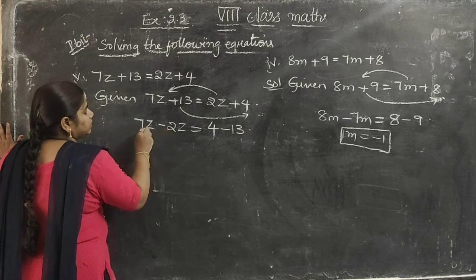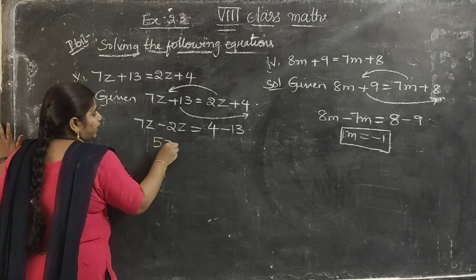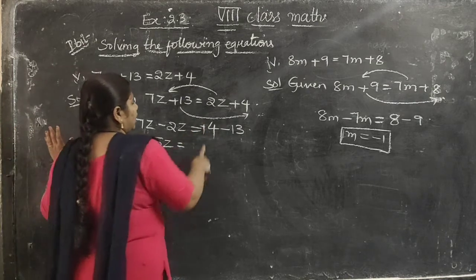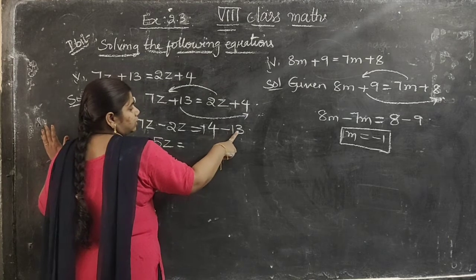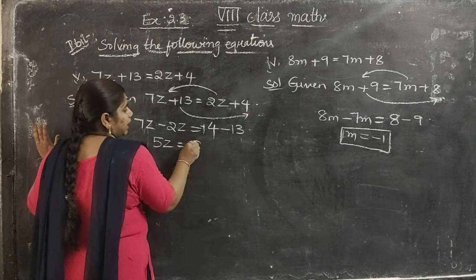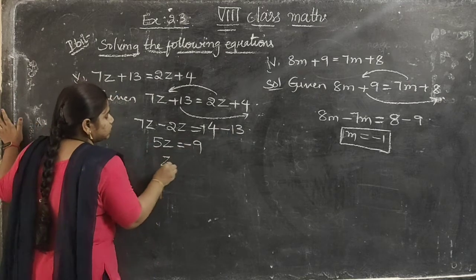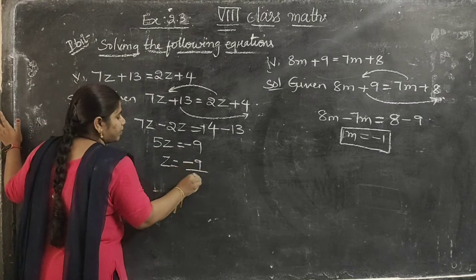So 7 minus 2 is 5z, and here plus into minus is minus. 13 minus 4 will be 9. Bigger number sign is minus. So z is equal to minus 9 by 5.